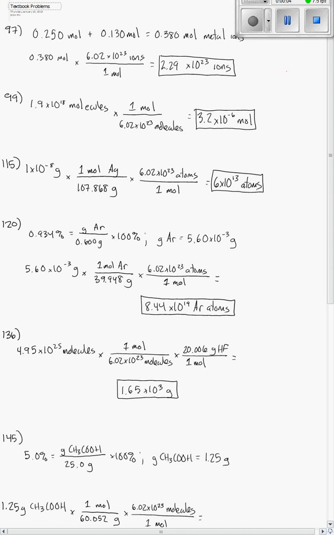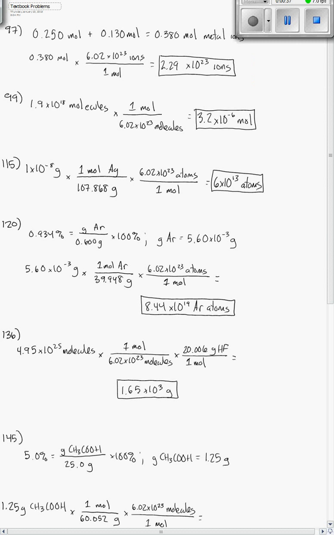Alright, so these first two problems involve us converting between particles. Particles could be something like atoms or molecules or formula units or ions or really anything like that, and moles of things. And whenever you're converting between moles and particles, you use Avogadro's number. Avogadro's number is usually abbreviated capital N subscript A, and it's equal to 6.02 times 10 to the 23rd. And as I said, that's a conversion factor that allows us to go back and forth between particles and moles.